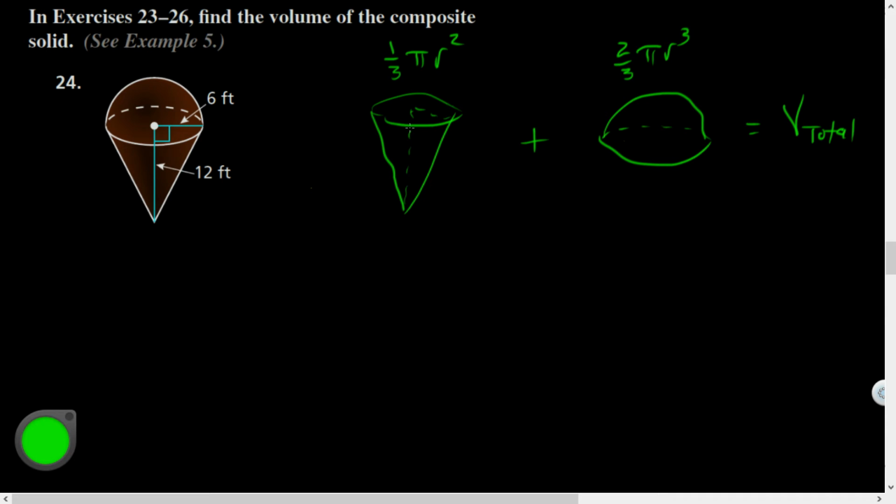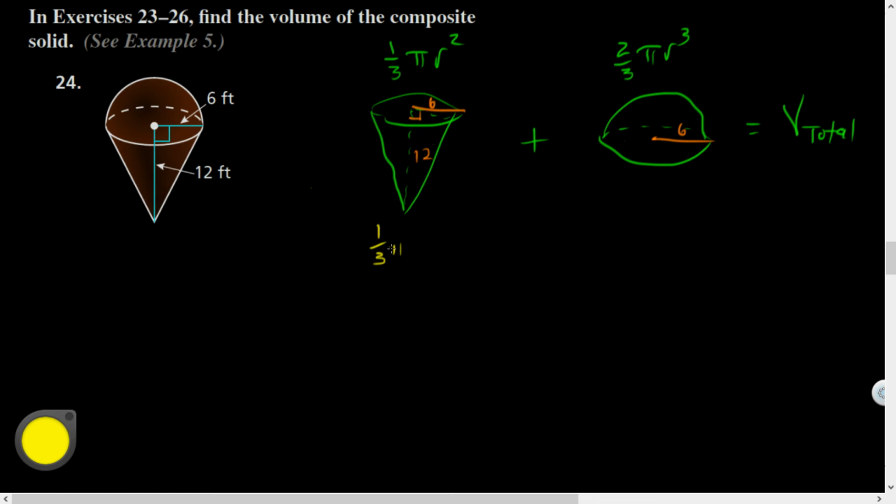And the volume of a cone is that. As far as these dimensions, this is 6. Therefore, this radius is also 6. How high is this, by the way? Also 6, yeah. And the height of this is 12. Do I need the slant height? No, not for volume, friend. I could find the slant height if I wanted surface area of that cone by using the Pythagorean theorem.